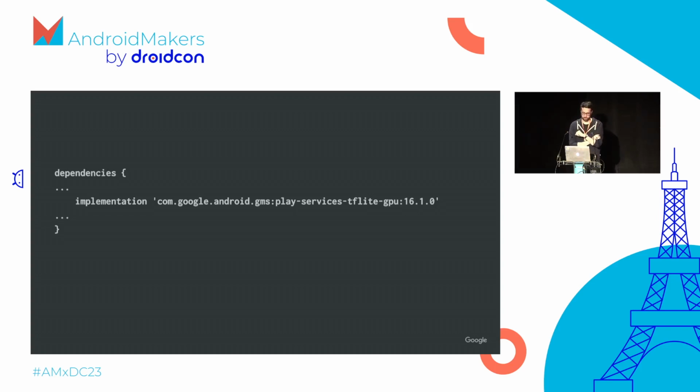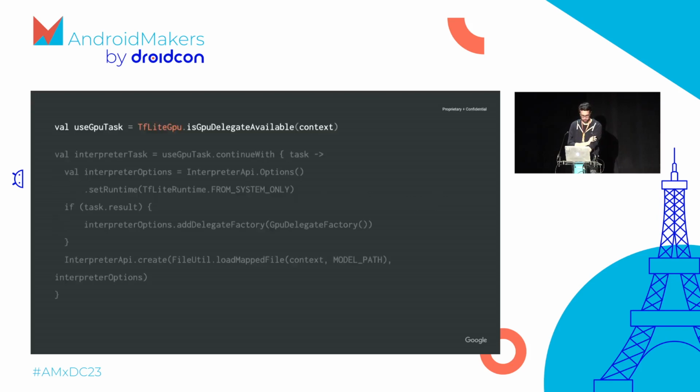You will also have other things like Play Services just for the Java API. We have exception service, which I'll explain a bit later. And things like that. So just a regular Gradle dependency. Then in your code, this is how you check whether this current device is actually able to run the GPU or not. So you invoke tflite GPU.isGPUDelegateAvailable, and that will return to you a Boolean of whether this device will actually run it or not.